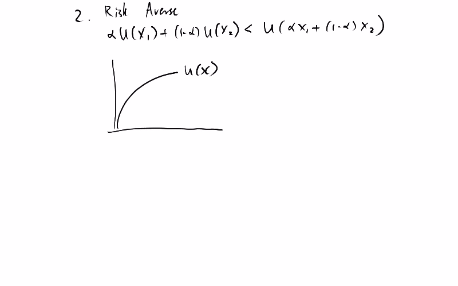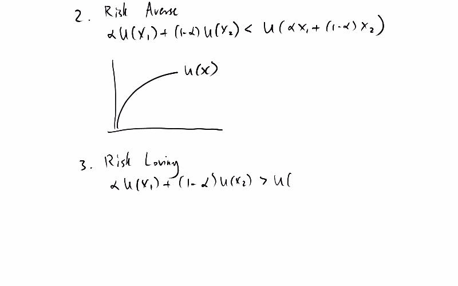And finally, you have risk loving, or risk seeking. This is just the opposite case of risk averse. So mathematically, it's also just opposite. You prefer having risk to not having it. So you prefer the average of utility over the utility of the average. Graphically, this is a convex function.